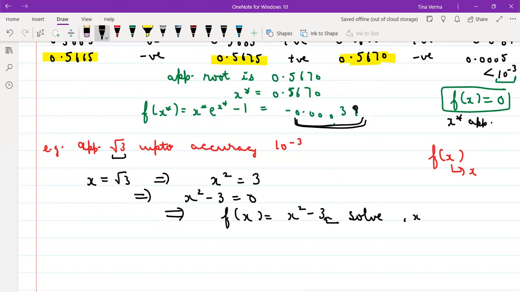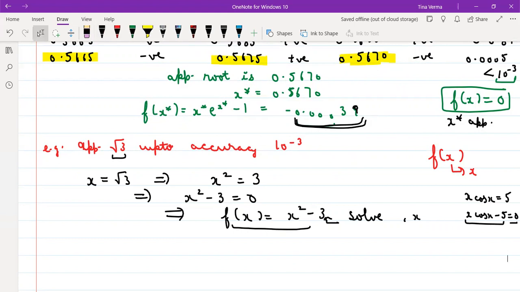For any value, when we have to approximate a value, you have to form it in the form of f of x equal to 0. If it is given, for example, x cos x is equal to 5, then you have to do x cos x minus 5, that will be equal to 0. You have to form that function f of x equal to 0.